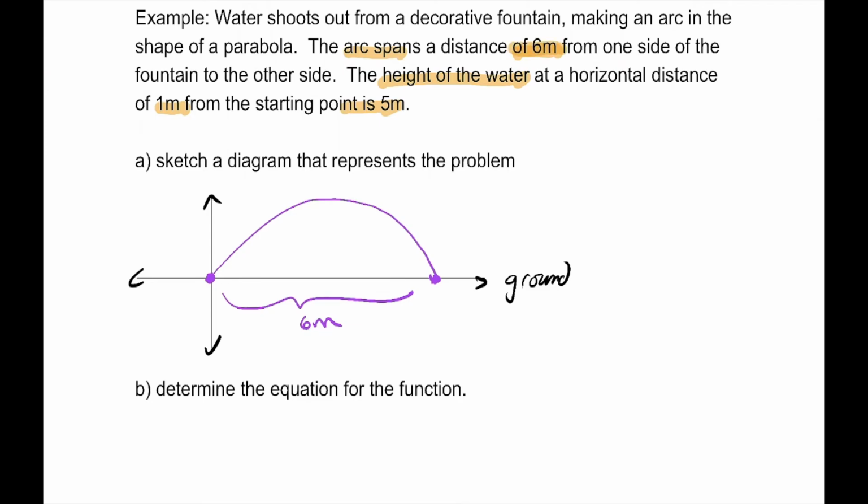Does it have to start there? Here we're saying that x equals 0 is the start of the fountain. It's where the fountain is, or in this case, the leftmost side of the fountain. That's what we define x equals 0. It doesn't have to be.